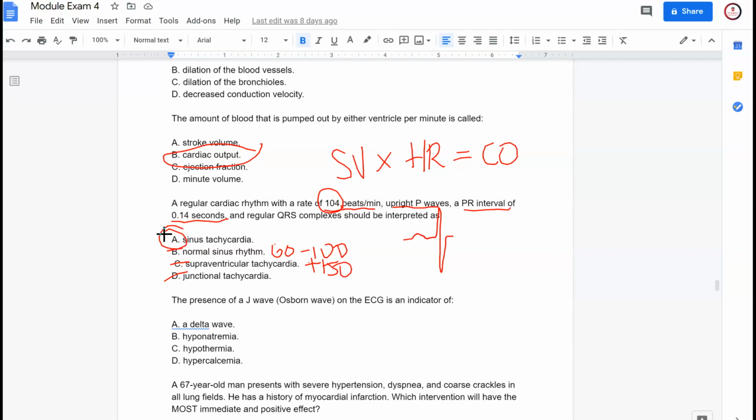A presence of a J wave on the EKG is an indicator of what? So in the EKG you have your P, you have your QRS, you have your T wave. Your J wave is a little tiny one after that, indicative of hypothermia.